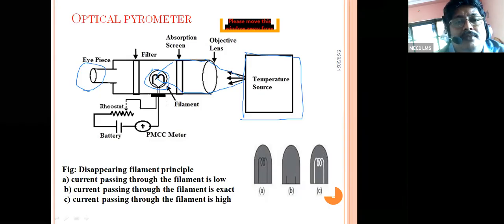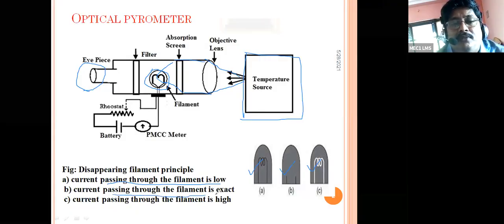If you observe clearly, this is dark, and this is disappearing, and this is bright. When the filament is dark, it means the current passing through the filament is low. That means we have to adjust the rheostat, so that the current varies. If the filament appears dark, then the current passing through it is low. Again we adjust the rheostat, so that the current passing through the filament is exact. These are all the things we have to observe with the help of the eyepiece.